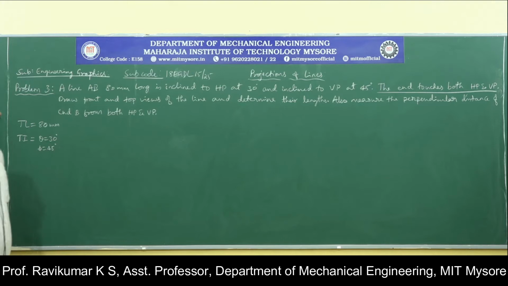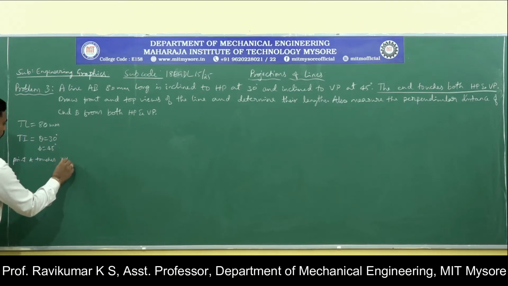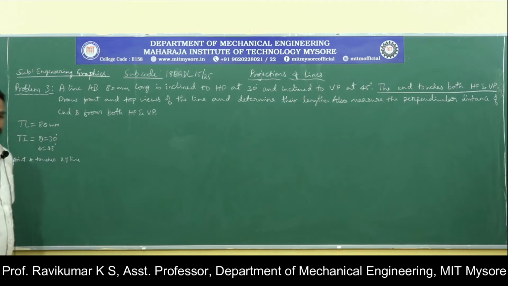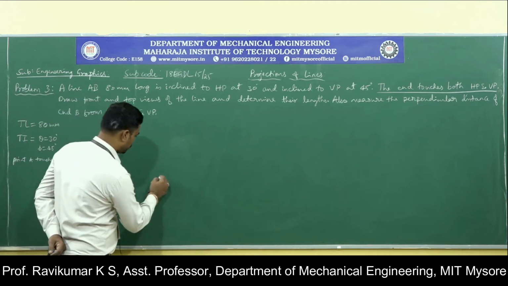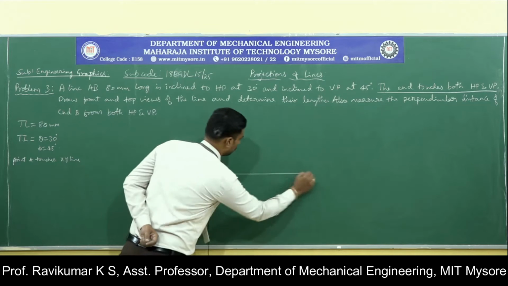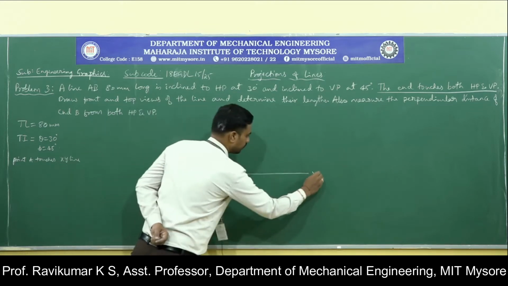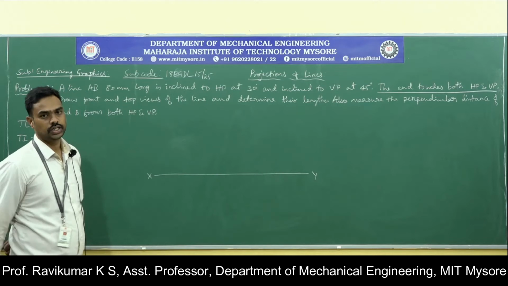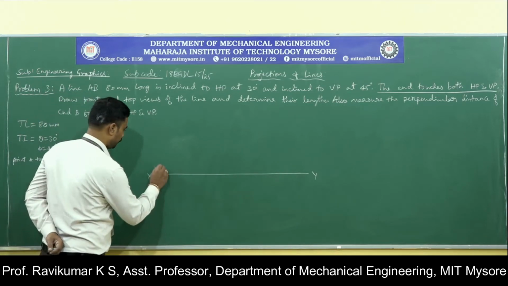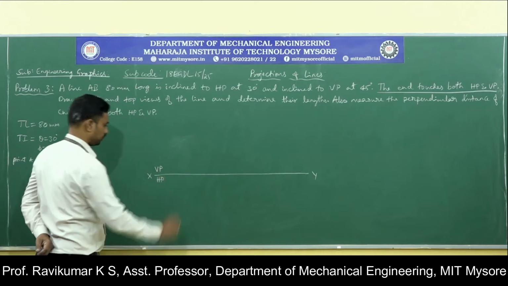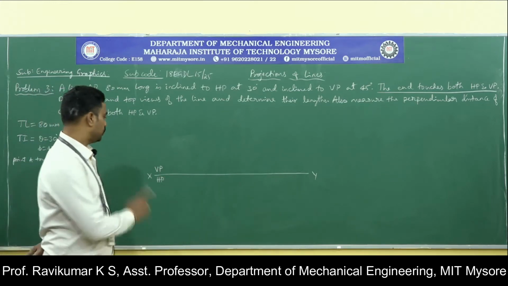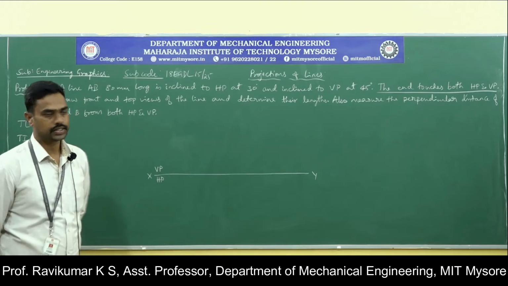And the point touches both the HP and VP, so point A touches the XY line. Fine. So to begin with the solution, first draw the XY line, and since we will be dealing with the first quadrant, we need to write VP and HP. Remember, if you do not write this information, you will lose marks.